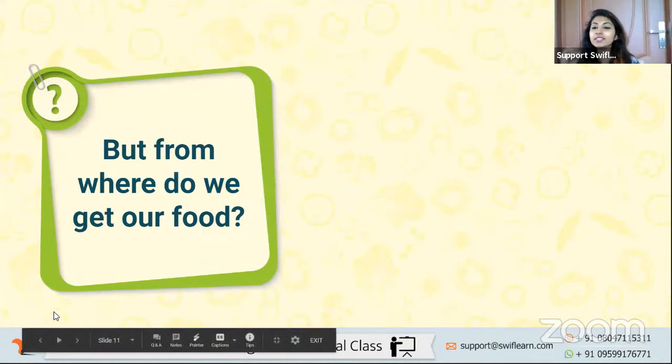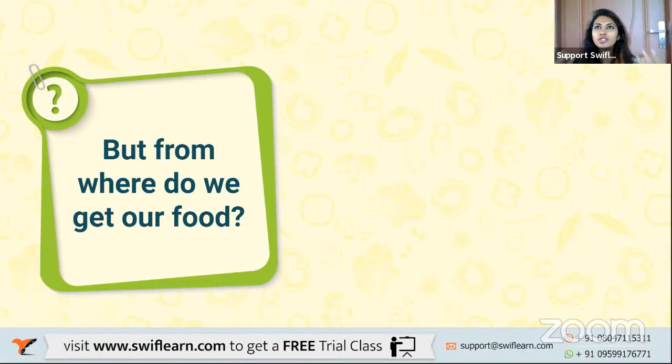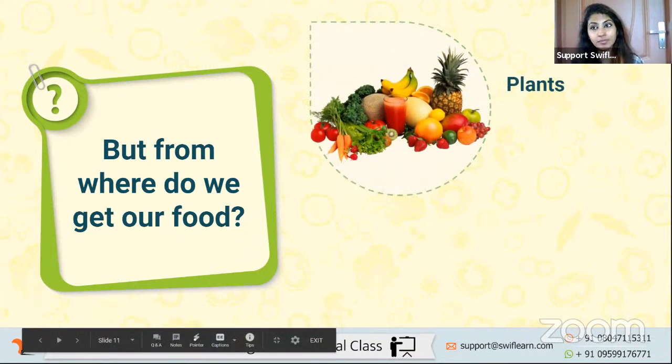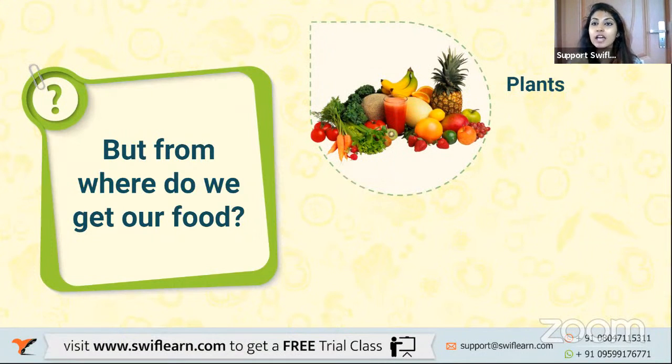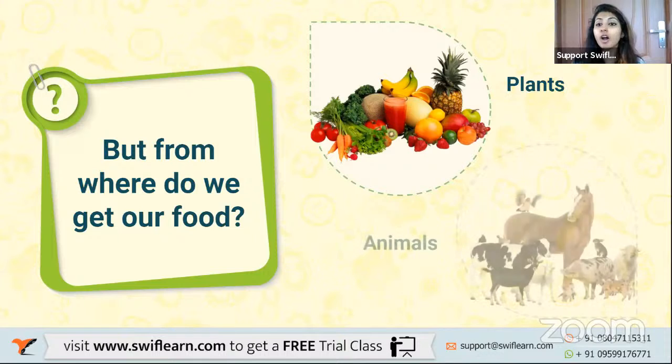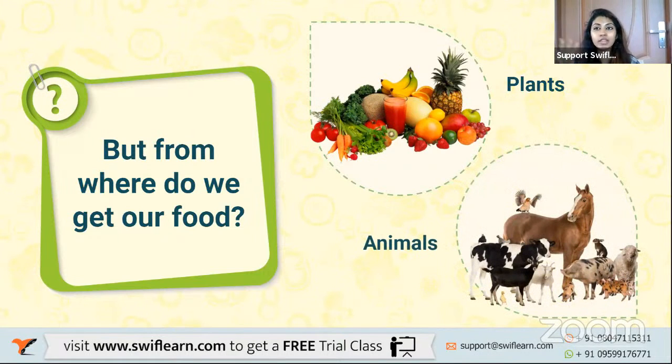So where do we get these nutrients from? How are these nutrients there in the food we eat? From where do we get them? That is mainly from, obviously, plants. Plants give us all the vegetables and fruits, and there are many plants where we also eat the leaves and stem parts. So the fruits, vegetables, leaves, stem, everything from plants. Also from animals, where we eat chicken, mutton, beef and everything, right?